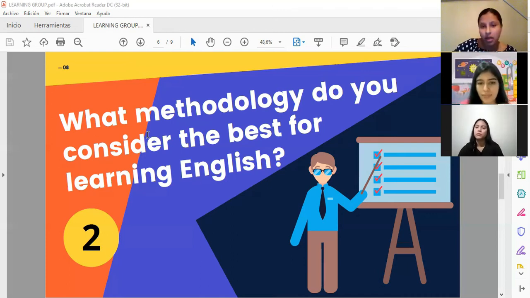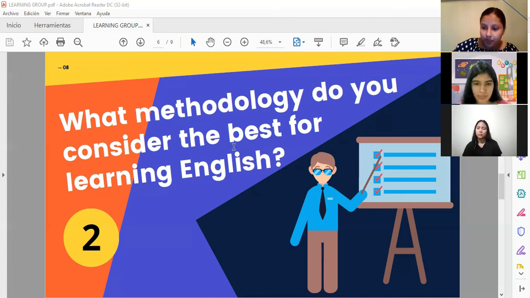Okay, for me, the CLIL method, or content and language integrated learning, is a good methodology for teaching English, because it allows the teacher to teach non-linguistic subjects such as mathematics or science. In this way, the student learns content, extends their vocabulary, and acquires knowledge. This is very important.